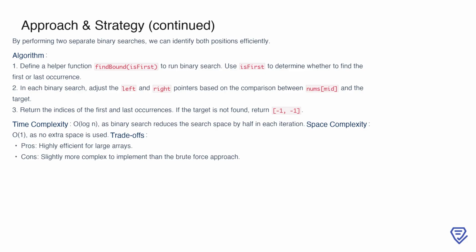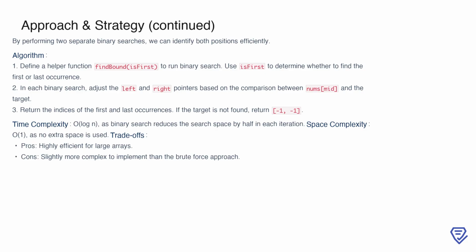During the binary search, we adjust the left and right pointers based on the comparison between the middle element, nums[mid], and the target value. For the first occurrence, we continue searching the left half of the array if nums[mid] is greater than or equal to the target. For the last occurrence, we search the right half if nums[mid] is less than or equal to the target. This process ensures that we pinpoint the exact boundaries of the target's positions in the array.